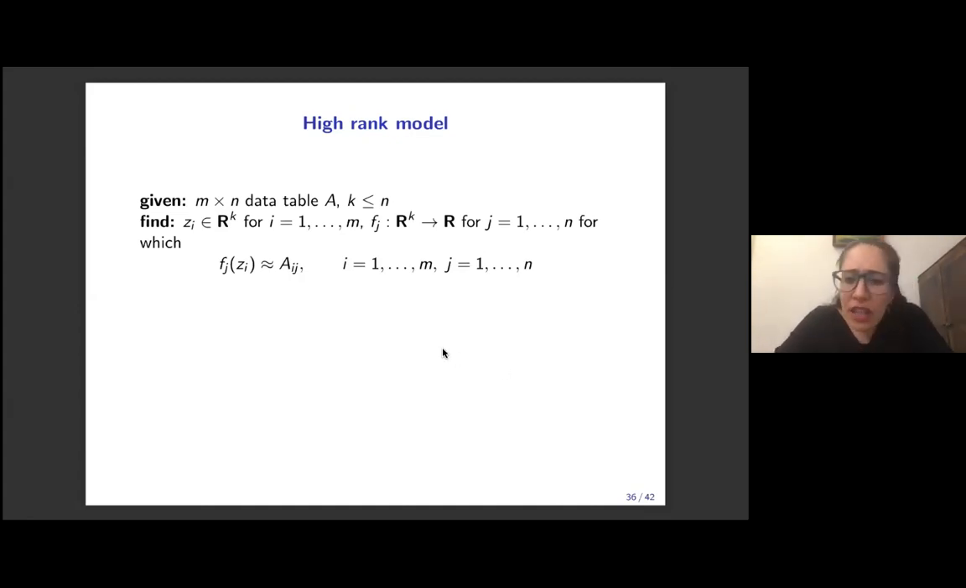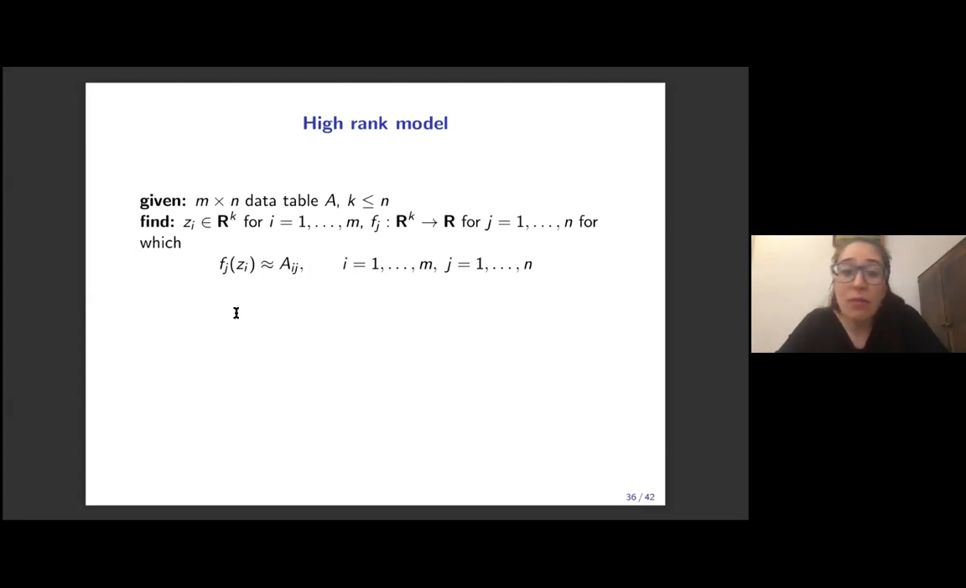So how am I going to take advantage of that? It's the same kind of setup. Given an m by n data table A, I'm going to look for a low dimensional vector z for each row, and I'm going to look for a function for each column. So a_ij is approximately equal to the jth function f_j applied to the ith vector z_i. There's this asymmetry. What I showed you before, that function was just a linear function, y transpose. Now I'm going to look at more general functions.